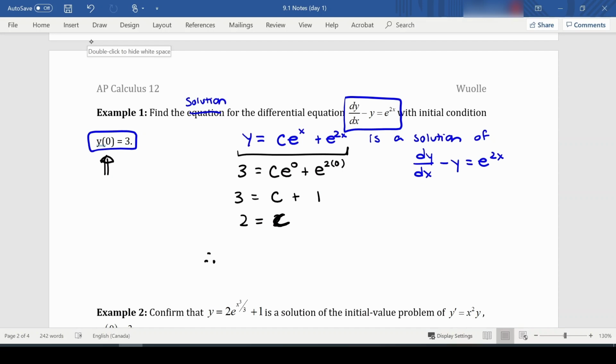And therefore a solution to the differential equation with this initial condition is y equals 2e to the x plus e to the 2x. If we had been given a different initial condition, we would have a different solution. So we sometimes call this the particular solution that satisfies the initial condition given.